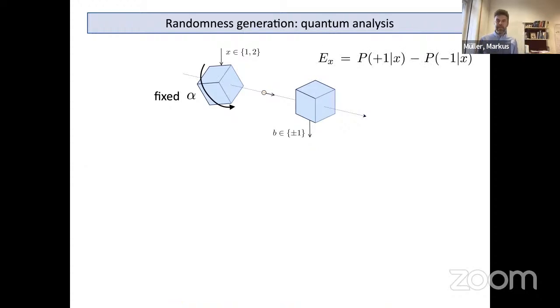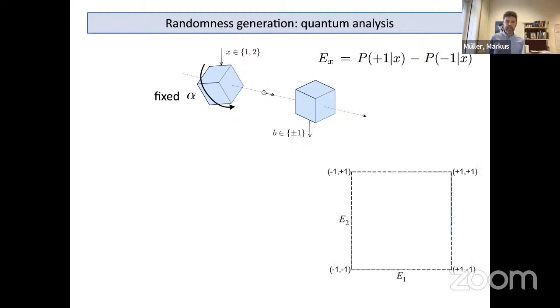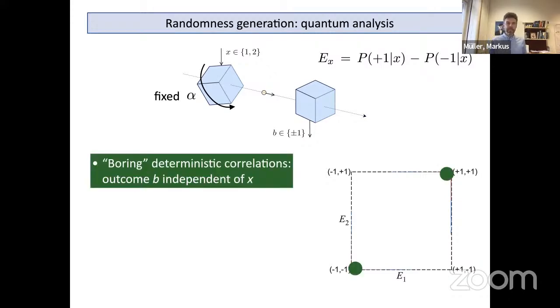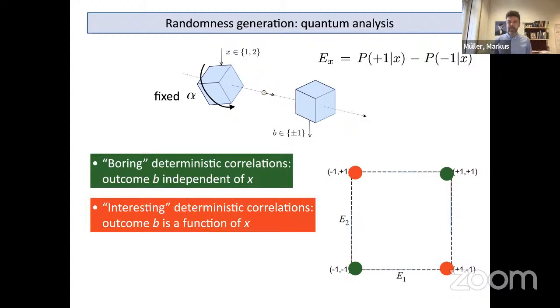Good. Now, instead of the probabilities, let's look at these correlations. E1 and E2 are basically the difference of the two outcome probabilities, probability of plus one minus probability of minus one. So they can take on values between minus one and plus one, and they characterize the correlations that you can see in your setup. Some of these correlations are deterministic. Here are some boring deterministic ones. If like this corner here, plus one, what would this be? This would be a scenario where your outcome B is just independent of your input X. So in every run of the experiment, you just get plus one, no matter what you do as a rotation. Or the other green one would be always minus one, no matter what you do. There are some a bit more interesting deterministic correlations, the other corners, where the outcome is a function of the input. When you input one, you get definitely plus one. When you input two, you get definitely minus one, and the other way around.